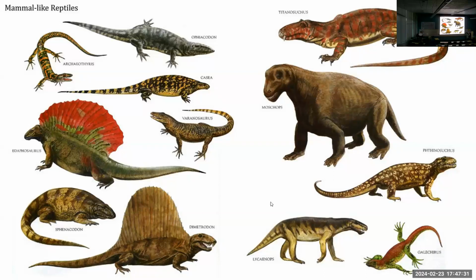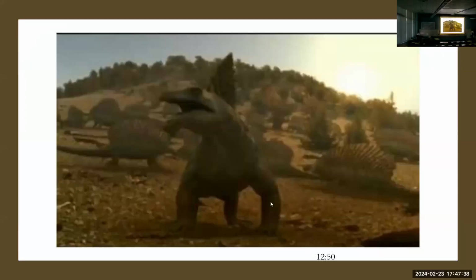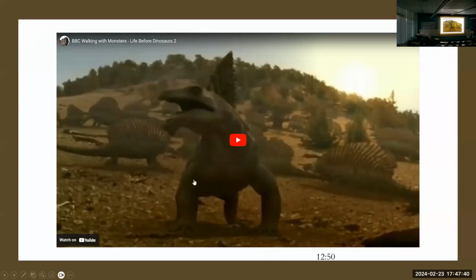And so you see that the stuff on the mammal side of things looks really different from modern mammals, right? Go ahead. So you can go to 1250. This is showing an Edaphosaurus.